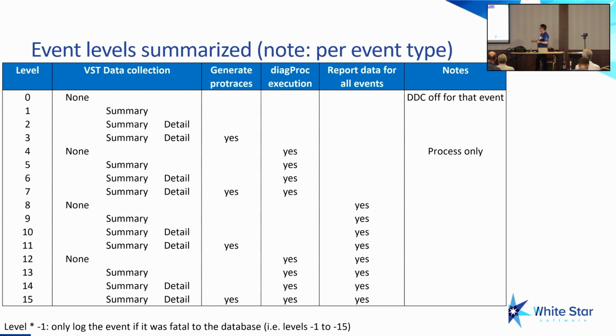So that's levels 8 through 15. And if you add a negative sign to the value, so that would be levels -1 through -15, that means do whatever is specified on that line, but only if the event was fatal to the database. So for example, if it's a lock table overflow, generally that doesn't shut the database down unless there isn't sufficient excess shared memory to extend the lock table, in which case it is fatal.